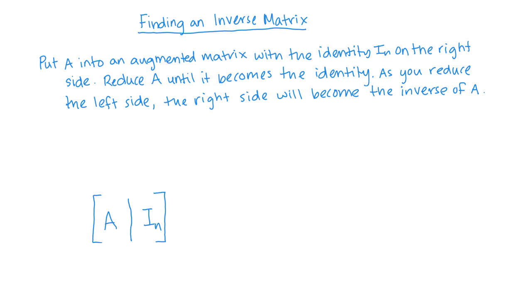Once you have A in an augmented matrix with the identity on the right-hand side, you're going to use your row reducing rules to reduce the left-hand side, reduce A, until it becomes the identity. So now your augmented matrix will have the identity on the left-hand side, and as you go through that process, your right-hand side will transform into the inverse matrix.